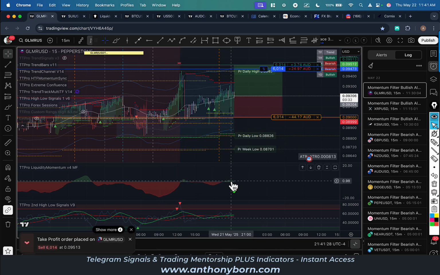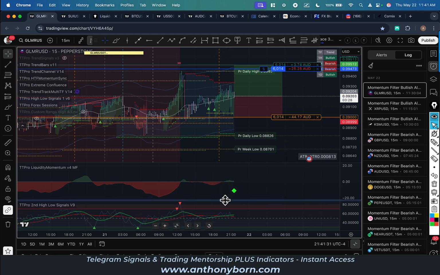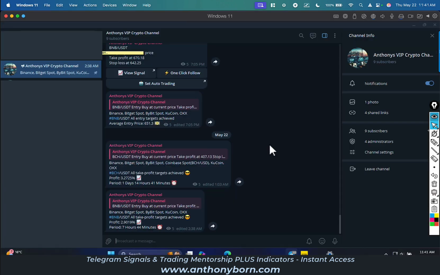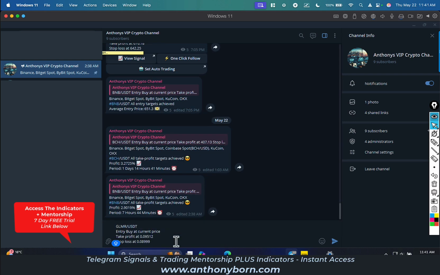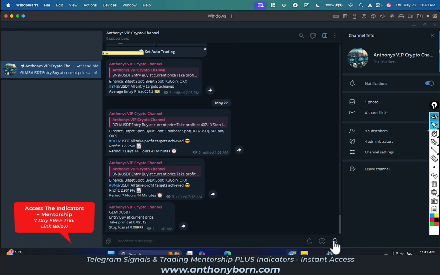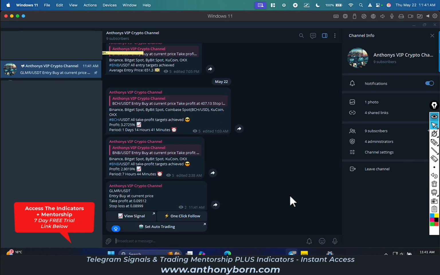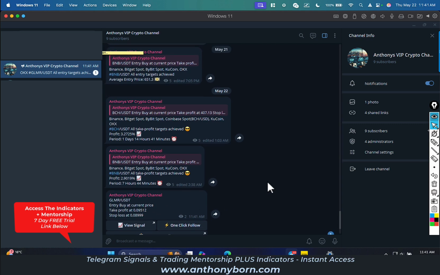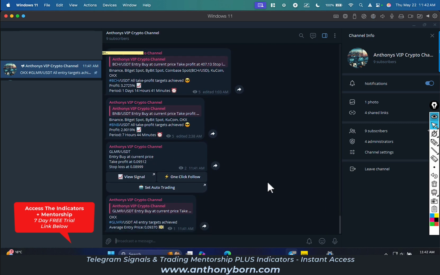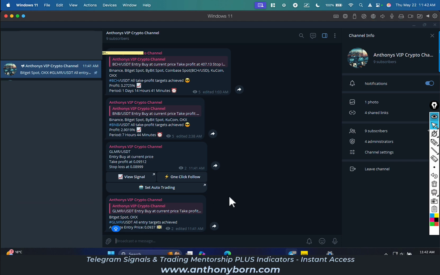We've got a little green. Liquidity momentum's looking good. Okay, here I am. I'm just going to paste that in there and show you how this works. So paste it in and this gets picked up. That's the signal, GLMR, and we should get another signal in a minute. All entry targets achieved down here.